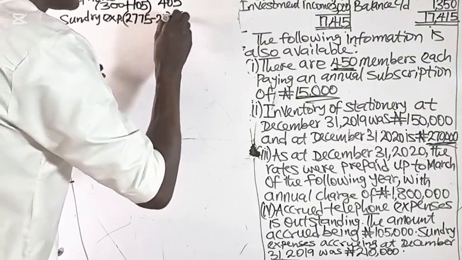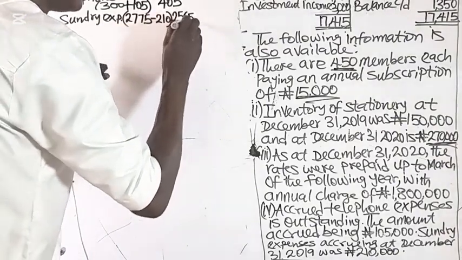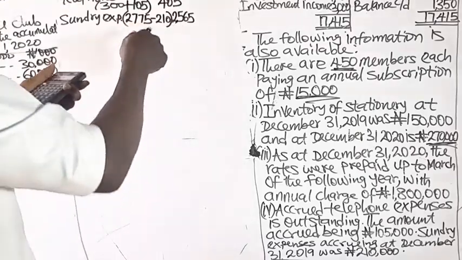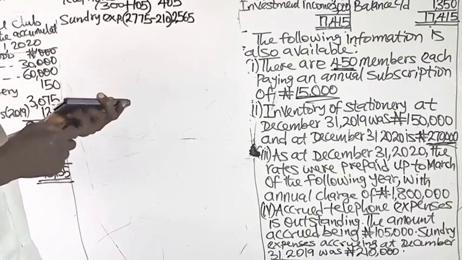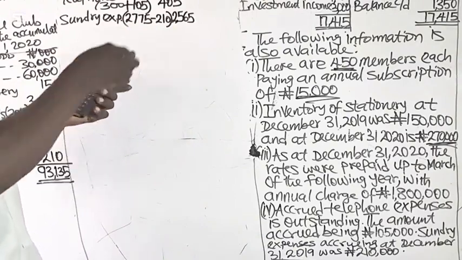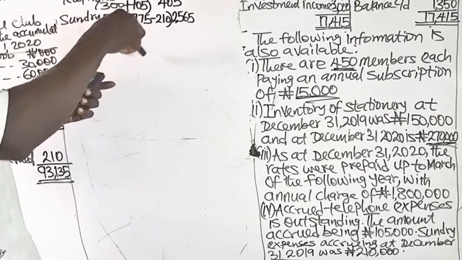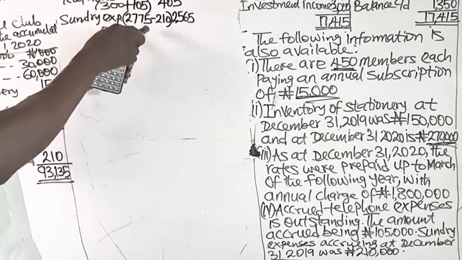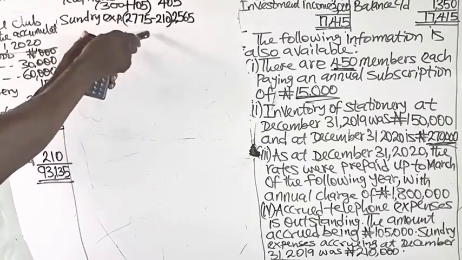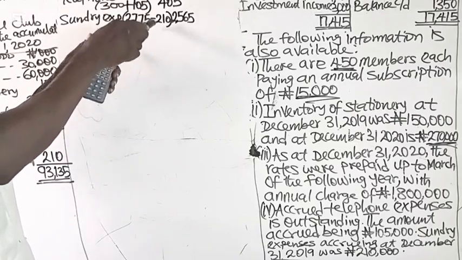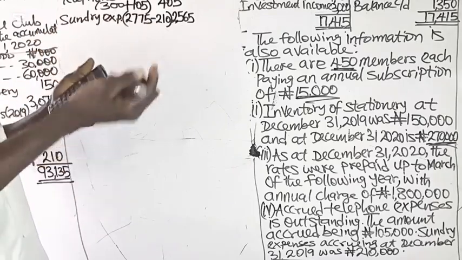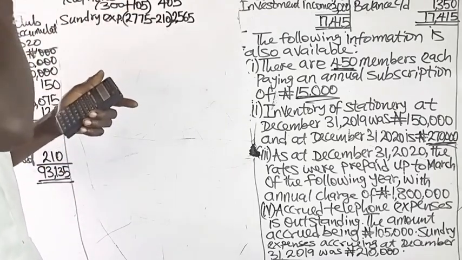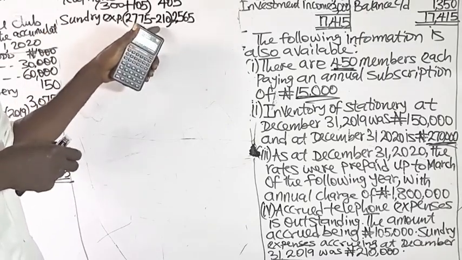If it relates to 2020, we will have added it. We used to add accrual. So if that accrual or outstanding relates to the current period, you add it. But because it does not relate to 2020, that is why we are subtracting it. Don't confuse it. This is not prepayment. It is accrued. But because it relates to the previous period, that is the reason for deducting it here.